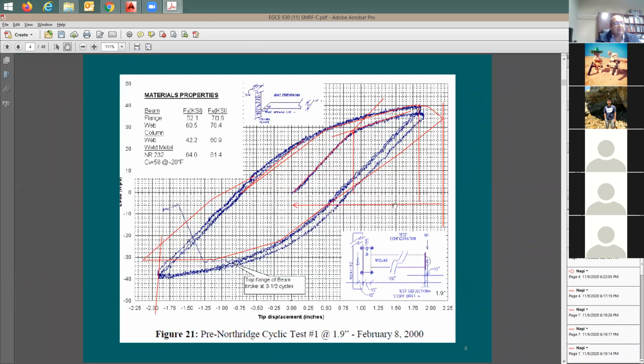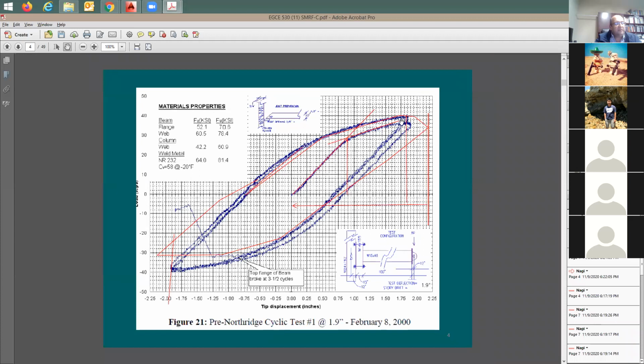But the lesson out of this is when you look at the area contained by one loop, right? This gives you the amount of energy that you dissipate in one cycle or in one loop. Look at the way it looks here. I mean, it's kind of pinched. The other one is like bulged.